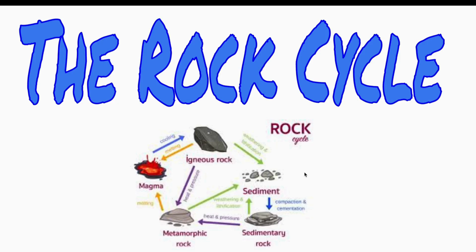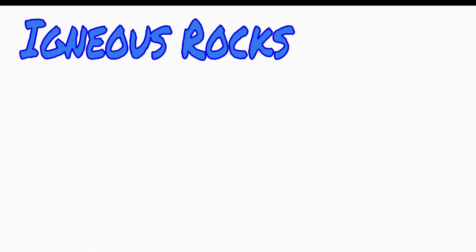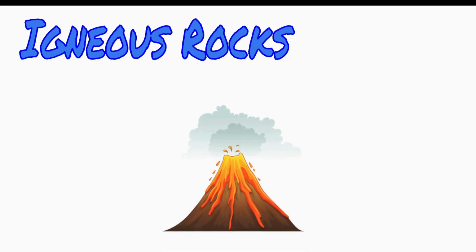Let's learn how all rocks change and evolve through the rock cycle. But first, we need to know the 3 types of rocks in the cycle. One type of rock is the igneous rock. I think igneous like ignited, like a volcano.